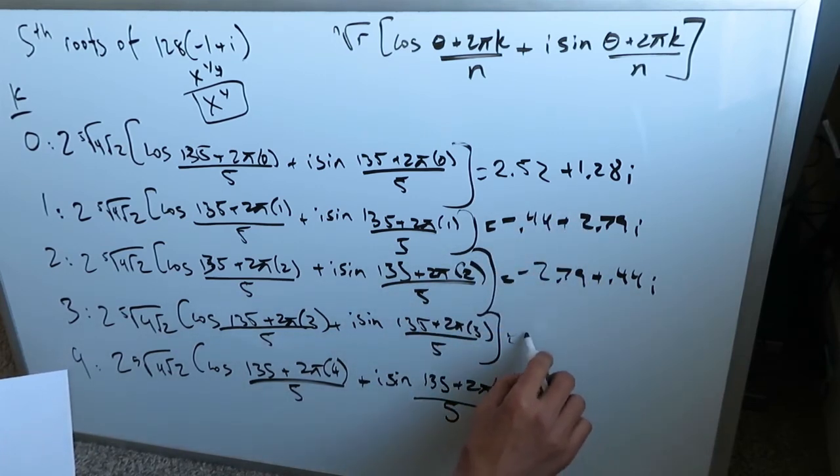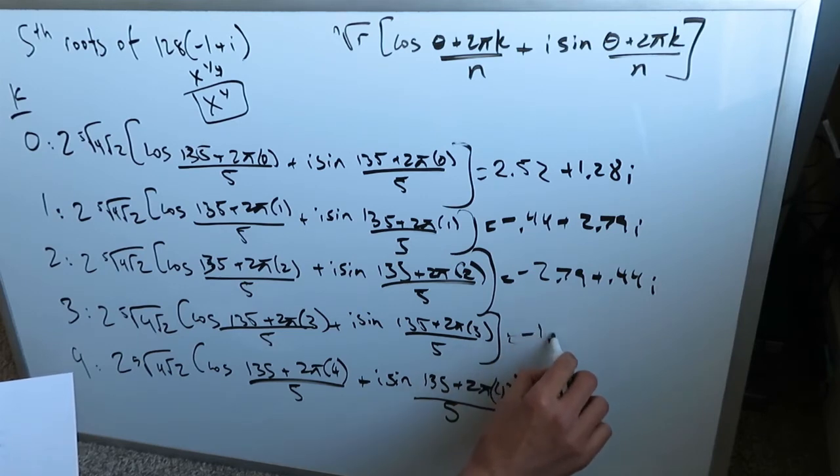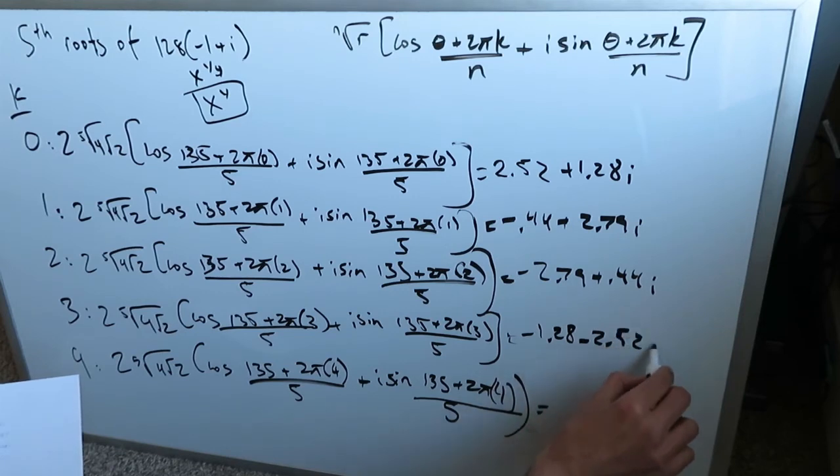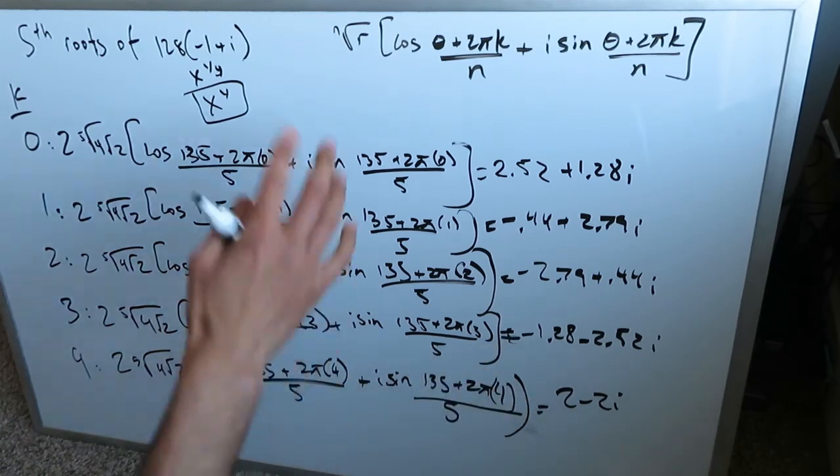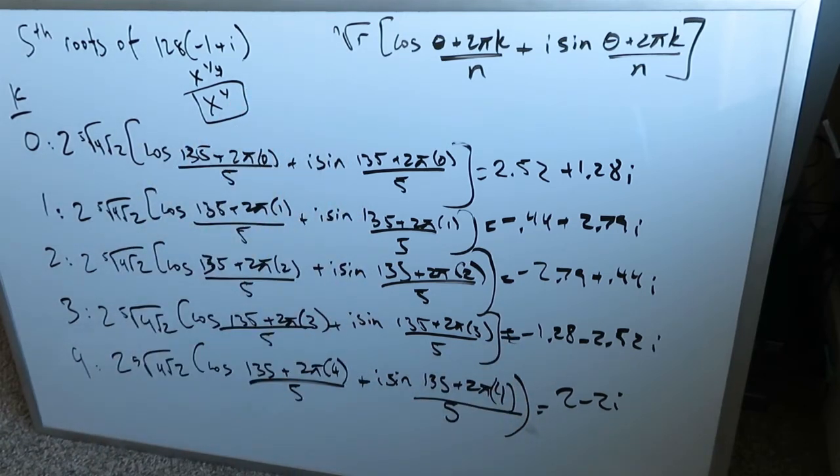Now we'll end up in the third quadrant over here. We have a minus 1.28, minus 2.52i, and your last one is going to be in the fourth quadrant, 2 minus 2i. So these are your answers over here. So you have the answers now in front of you. You can run these out through yourselves and compare them to what I have on board and make sure that you have the right answer.